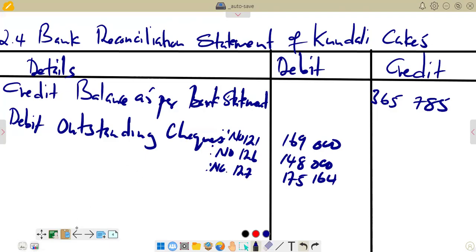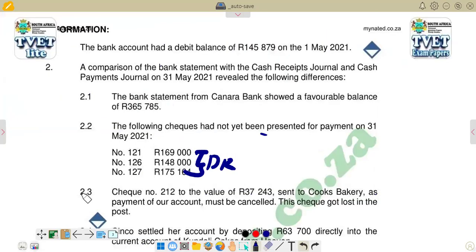So we go again to check the next error to see if it affects the bank reconciliation. 2.3, check number 212 to the value of 37,243 sent to Cook's Bakery as payment of our account must be cancelled. This check got lost in the post. So this one is an error that is affecting the journals. It's not going to affect the bank statement. So we're going to leave this one, and we go to the next one.